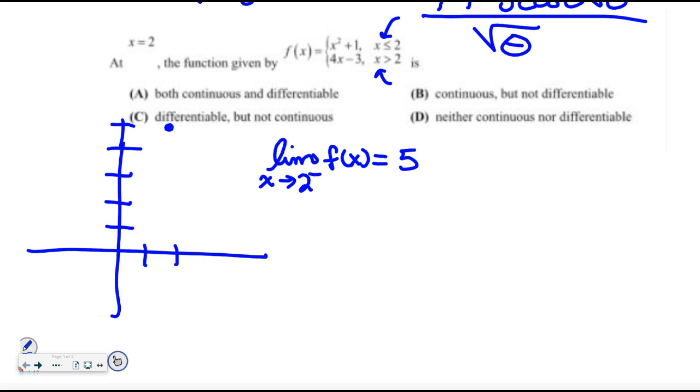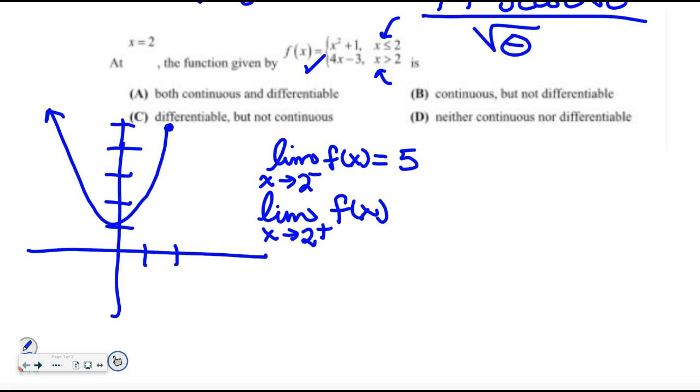The parabola opened up from 0, 1, so it's kind of looking like that if I were to sketch it. Then the line comes in, and I take the limit as x approaches 2 from the right of the function, which is the bottom part of the piecewise, and it's 4 times x minus 3, which is also 5. So what that's telling me is I can keep going. Had I gotten any other number, it wouldn't be differentiable because it's not continuous.